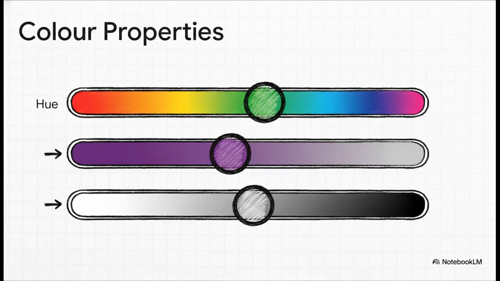Okay, so once we actually have our colors, we can manipulate them to completely change the mood of a design. You basically do this by turning 3 dials. First, there's hue, which is just the actual name of the color, like red or blue. Then you've got saturation, which dictates how intense or pure that color is. A highly saturated color really pops, while a low saturation color looks washed out or grayish. And finally, brightness controls how light or dark the color appears. Tweaking these 3 properties is exactly how designers create perfectly balanced, attractive graphics.